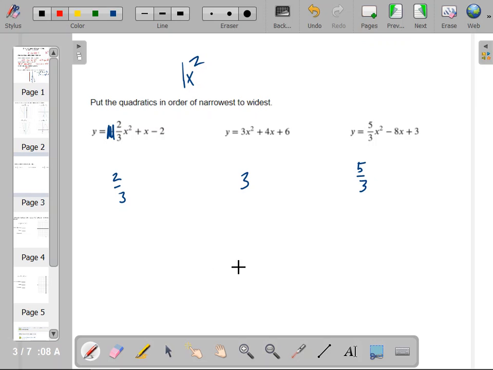So the biggest number here, the first one rather, is 3. That's your biggest. Then 5/3 is 1.6 repeating. That's bigger than 1, so that's your second one. And 2/3 is the smallest number here, so it would be the widest. Again, it doesn't matter that it's negative. You're just looking at the absolute value. So the bigger number is the narrowest, and the smaller number is going to be the widest.